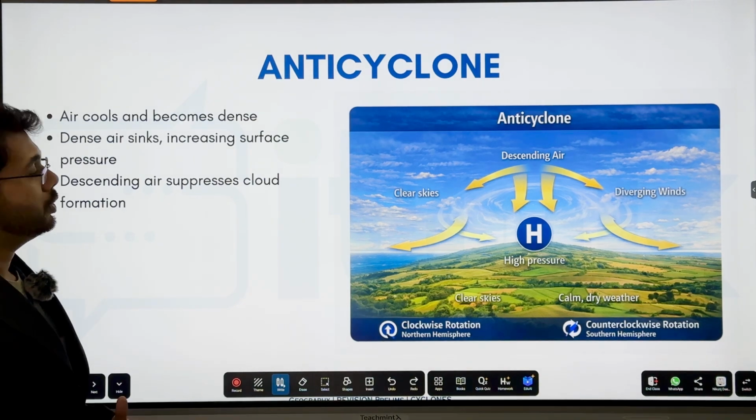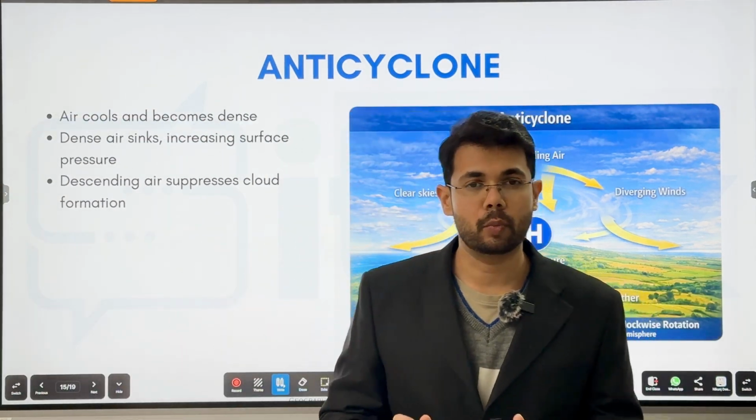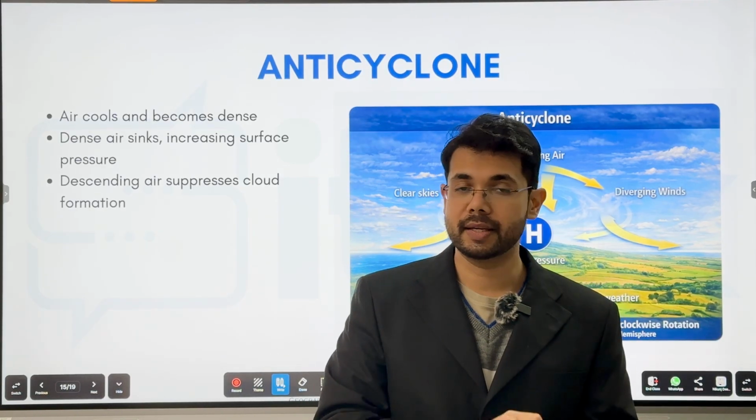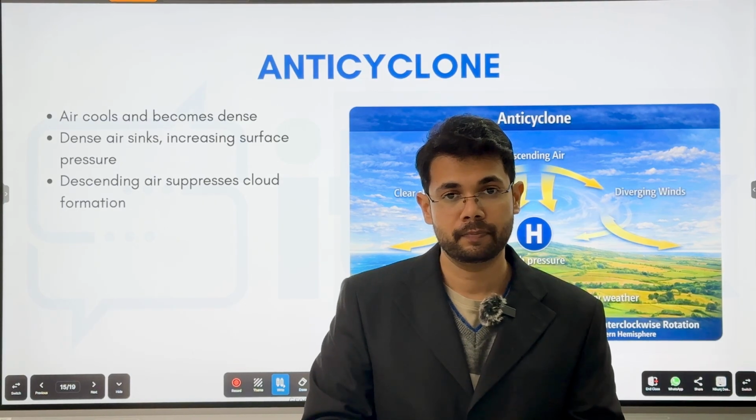Now let us get into anticyclone. Anticyclone is just the opposite of cyclone. Literally, it is just the opposite of cyclone. Whatever happens in cyclone, just flip it. That is the anticyclone. Number one, it does not create any kind of destruction whatsoever.